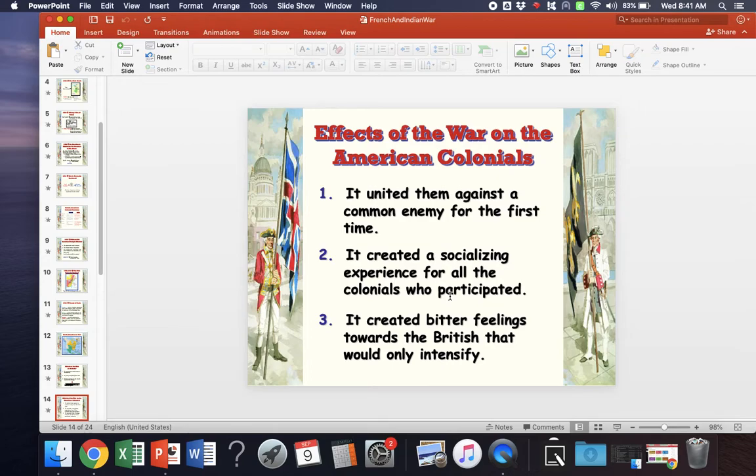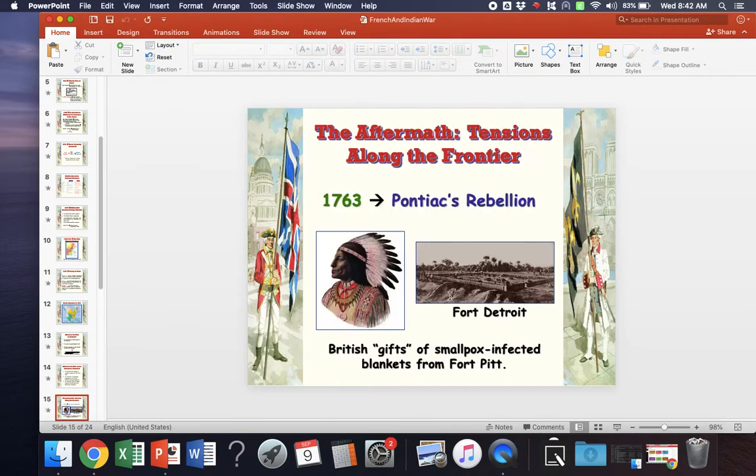And number 3 is the most important. Nothing unites a group of people more so than bitter feelings toward a common enemy. So what if you're Puritan and I'm Church of England? Guess what? We all hate the British. And so that unifying factor will be profound.